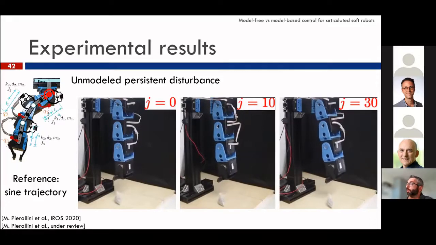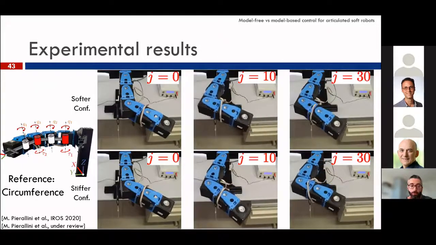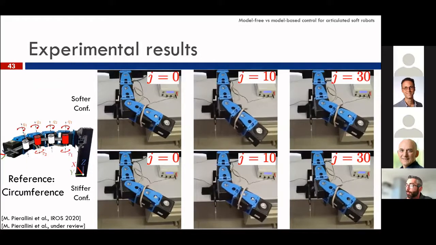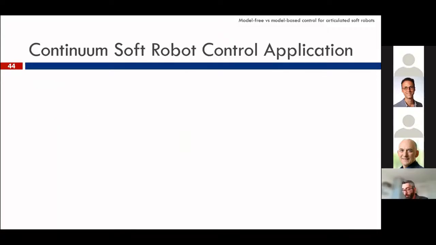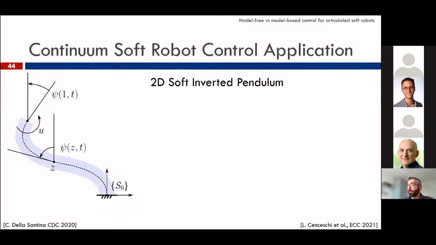We can also use a planar robot with 2 actuated joints and 2 passive ones, and here we are tracking a planar circumference. At this point, we can move towards continuum robots, and in particular, we focused on the 2D soft inverted pendulum. If you do not know that, please check the CDC 2020 paper by De La Santina, very interesting. And so, again, we want to use iterative learning control to control this system.